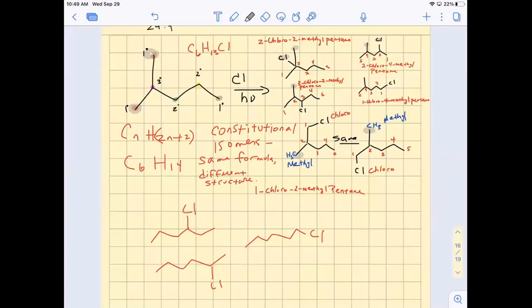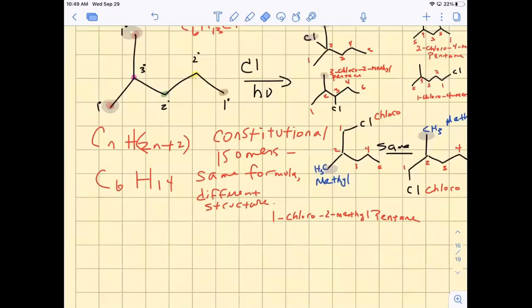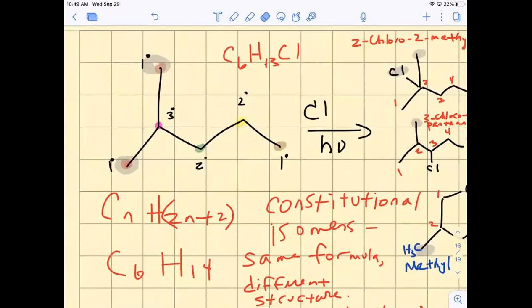Yes. Right, but the whole idea behind the constitutional isomers is just to show you that you're going to get multiple products and they're all going to be different, with the exception of that branch group where it's symmetrical. Everything else is different. That's why I highlighted all the carbons in different colors, to indicate that you're going to get different products each time.